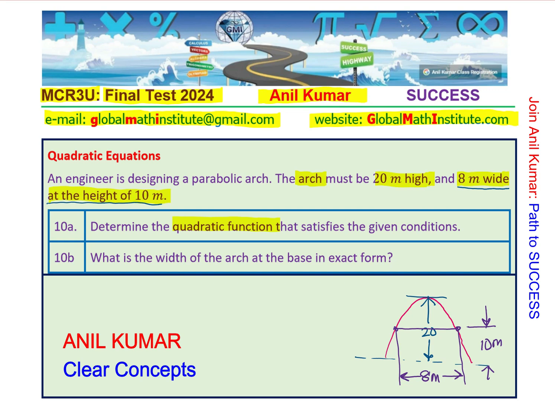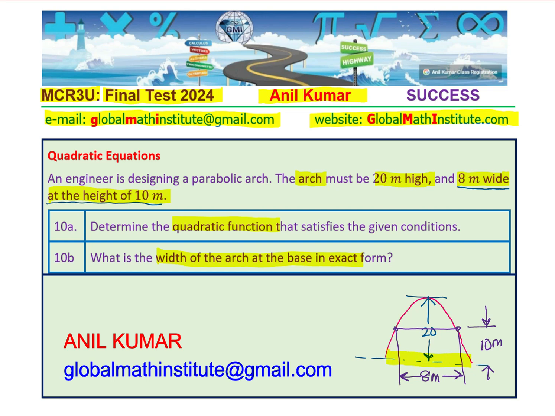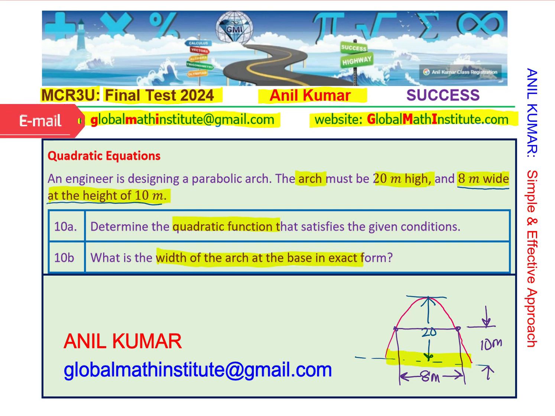And we need to first find the function itself, the equation of this quadratic function. And then we also need to find the width of the arc at the base in exact form, which is this much, right? So, which you could take as x-intercepts, right? Great. So, I hope with this, now it is easier to solve the equation. Perfect. So, let's begin the solution.